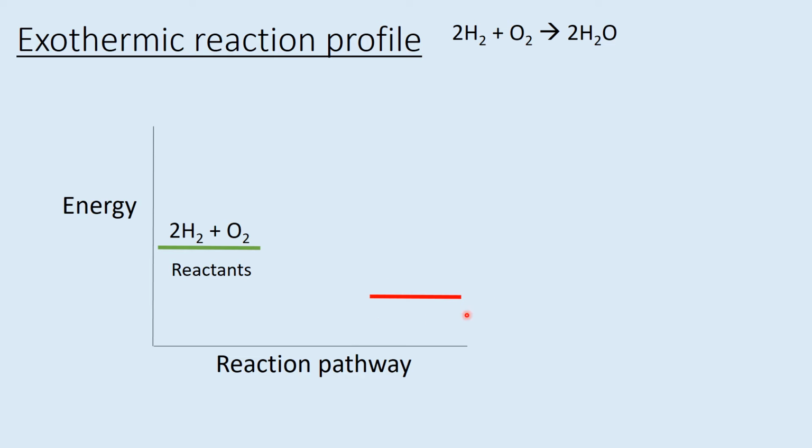Okay, let me draw a second line. Notice this line is below the reactants. This is going to represent the products. Okay, so in this case, it's water.